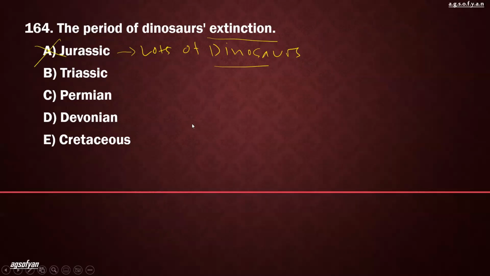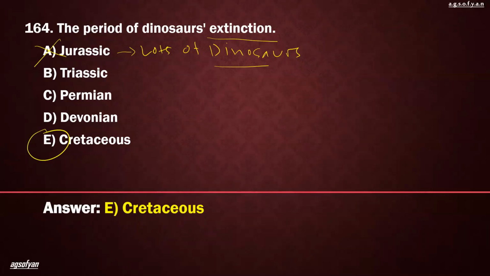Is there Jurassic? No, oh, it's in the Cretaceous era. Okay, so after Jurassic, there is a Cretaceous, when the dinosaurs went extinct. Some scientists believe it was because of a meteor or some other natural disasters.